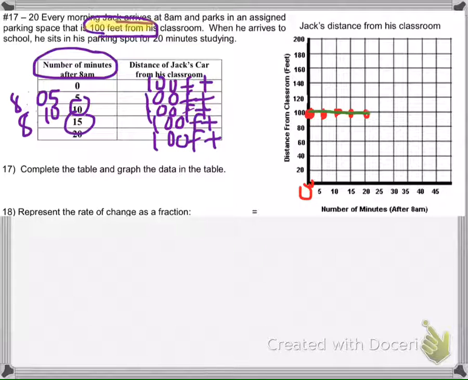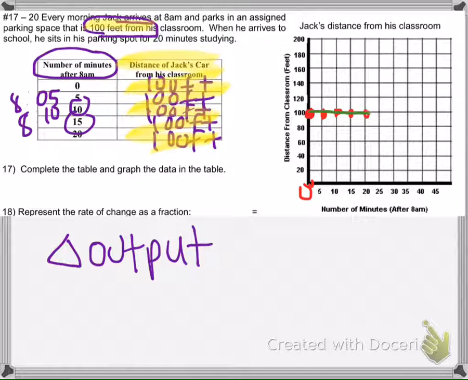So then it says represent the rate of change as a fraction. So we're going to find the change in the output. And the output, if you have a table, is always this. So if we look at the table, how is the distance of Jack's car from his classroom changing? It's not, so 0. And then in the denominator, we have the change in the input.